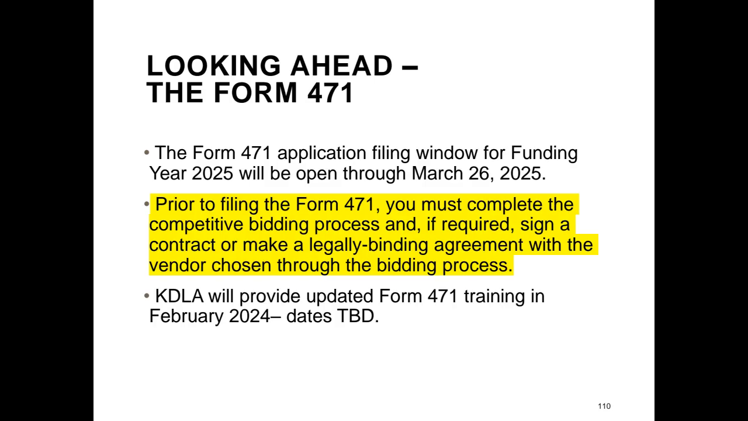Just to wrap up, after you've completed your competitive bidding process, you will need to file the Form 471 application for discounts. That form is due on March 26th. If you do need a contract or legally binding agreement for particular services, that contract must be fully executed, generally with a library representative signature and an authorized person from the vendor, before you file the Form 471. Don't jump the gun.